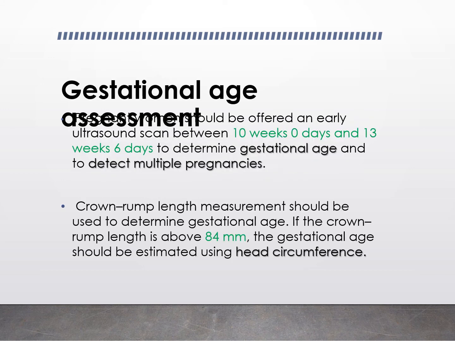Gestational age assessment. Early ultrasound between 10 weeks, day 1, and 13 weeks, day 6, to determine gestational age and to detect multiple pregnancy. We can detect multiple pregnancy from the start of 10 weeks. Crown rump length measurement should be used to determine gestational age if the crown rump length is up to 84 mm. Above that, the gestational age should be estimated using head circumference.